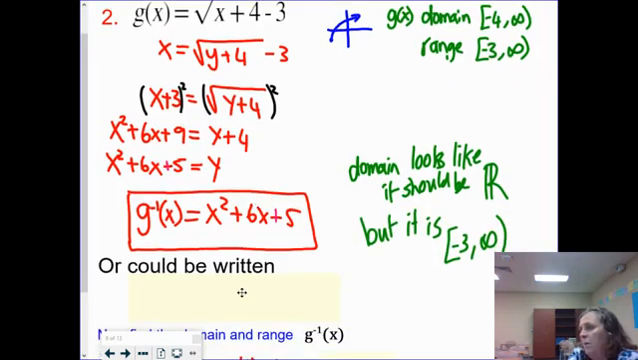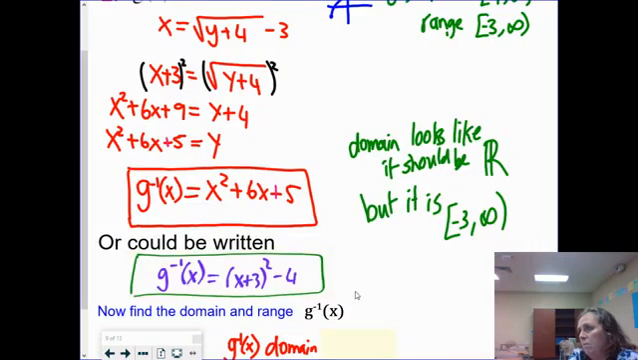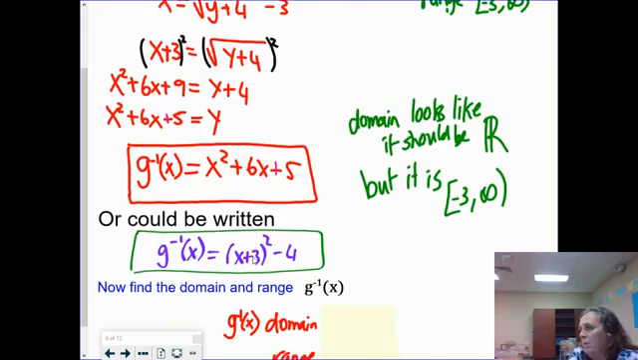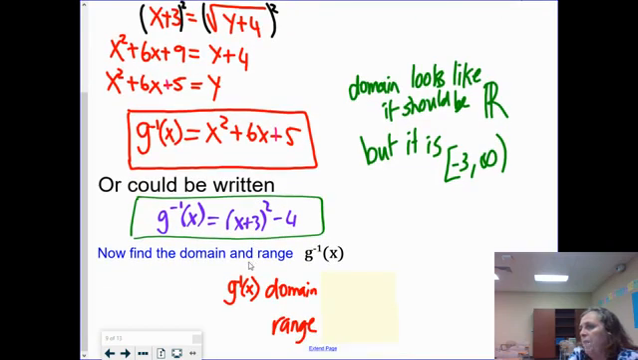There's another way of writing this function. Good grief, that's completing the square. Oh no, don't worry about that. We're not going to complete the square right now. So now find the domain and range. We've just worked out its domain, and it's not all real numbers, it's from 3 to infinity. How am I going to work out its range?